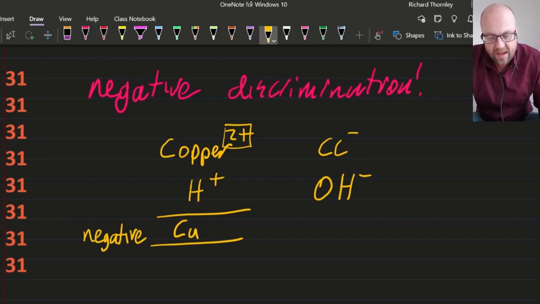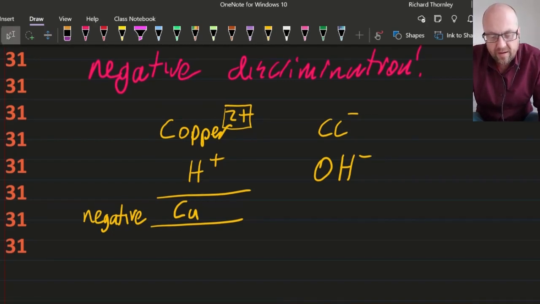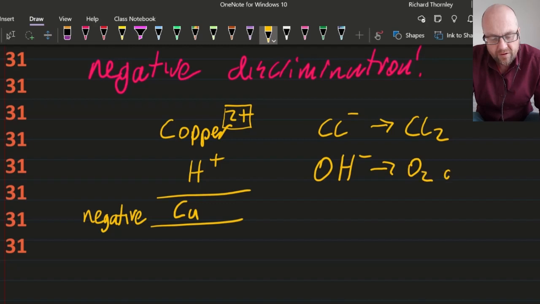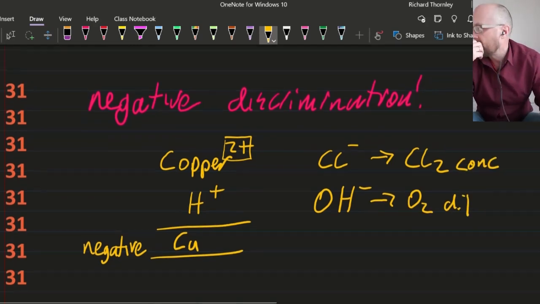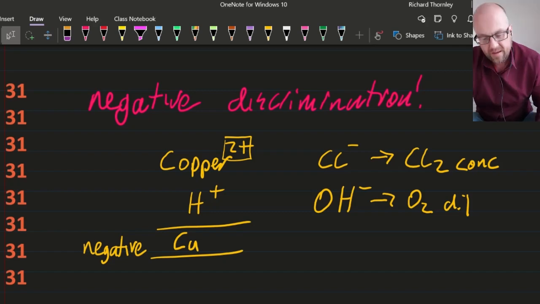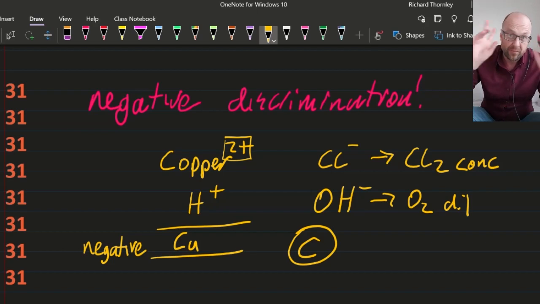All right then. And if it's concentrated, then you get chlorine produced. And if it was dilute, you'd make oxygen. But if it's concentrated, you'll make chlorine. And so it turns out it's concentrated, it's chlorine. So it should be chlorine and copper. That's C. The fact I got it right, that's not a good look because the smart people didn't.